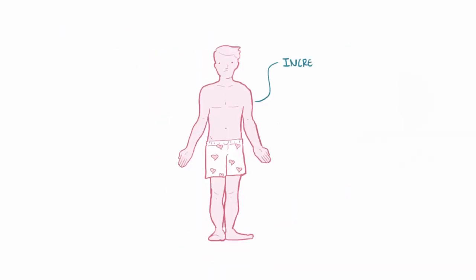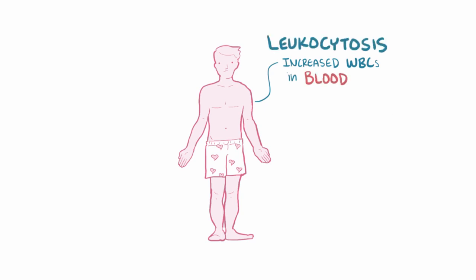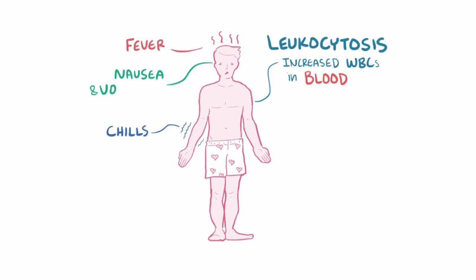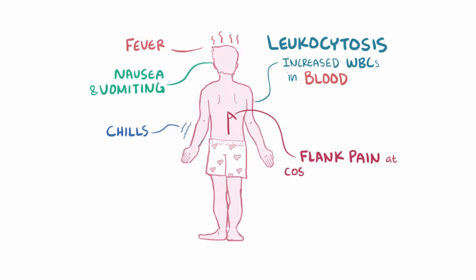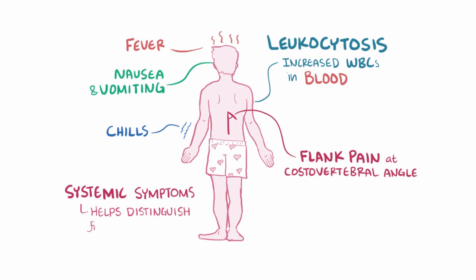Patients also can present with increased white blood cells in their blood, called leukocytosis. And as a result of the inflammatory immune response, patients can also develop fevers, chills, nausea and vomiting, as well as flank pain at the costovertebral angle. These systemic symptoms are what often distinguish acute pyelonephritis from a lower urinary tract infection.